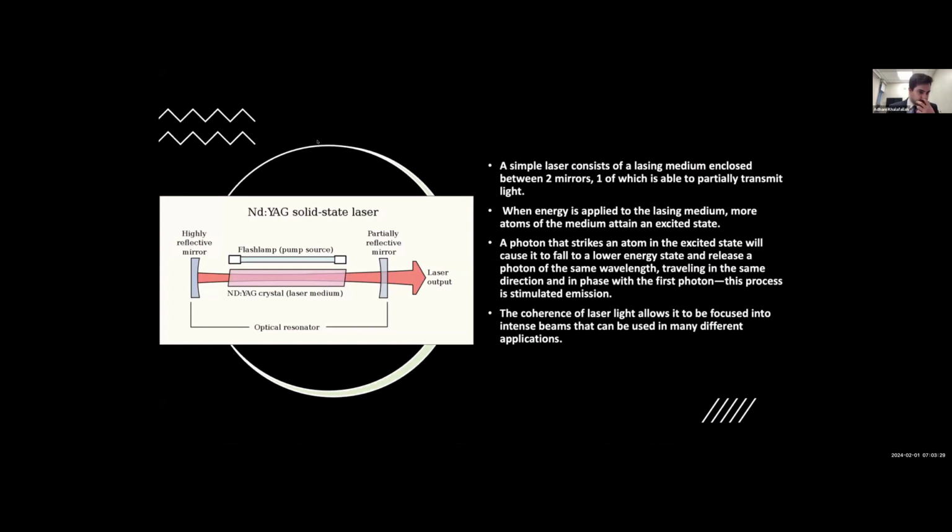for people who remember physics lessons, what is a laser? Basically, a laser is just a lasing medium enclosed between two mirrors, one of which is partially transmitting to light. When you apply energy, any sort of energy, to a lasing medium, more atoms of that medium will attain an excited state, and then a photon is going to strike the atom, and it's going to fall to the lower energy state. This process is called stimulated emission, and the coherence of this laser light allows it to be focused in an intense beam that can be used in different applications.